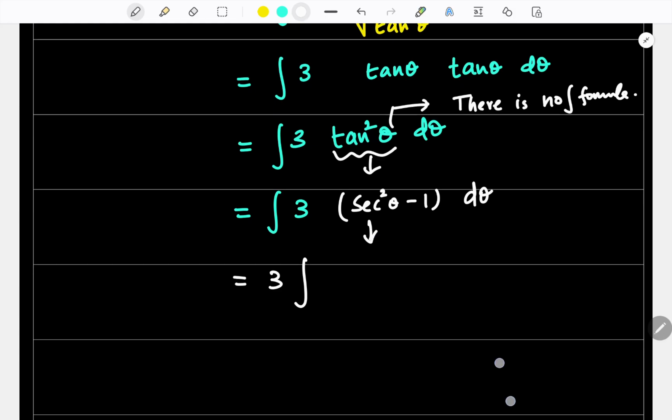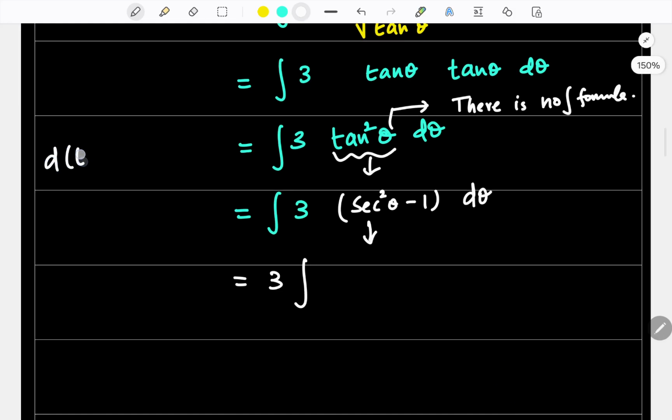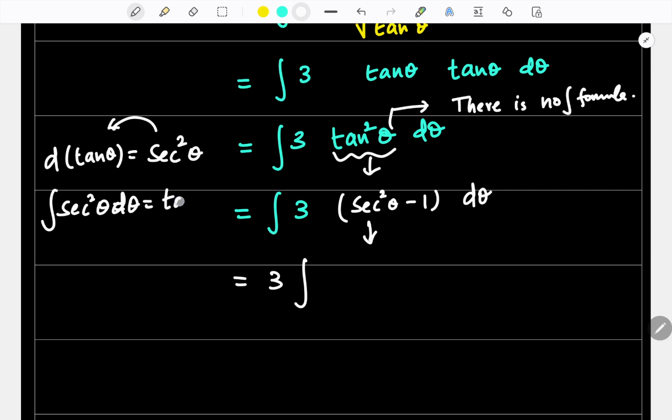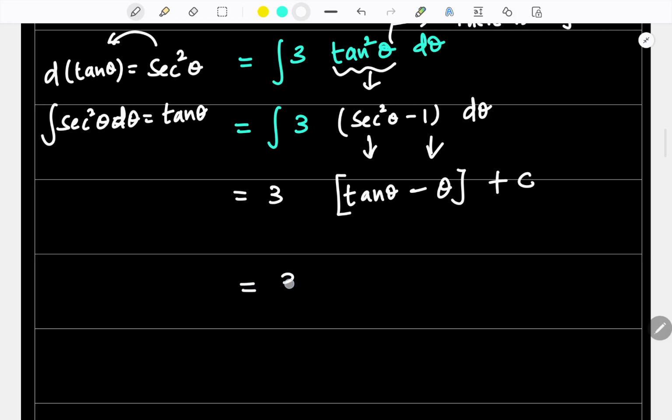Secant square theta integration is what? See here. The differential of tan theta is what? Secant square theta. So the integral of secant square theta is tan theta. I'll remove this integral symbol. Minus theta, because the integration of one is theta, plus integrating constant c. Nice. So therefore this equals 3 times tan theta minus theta plus integrating constant c.